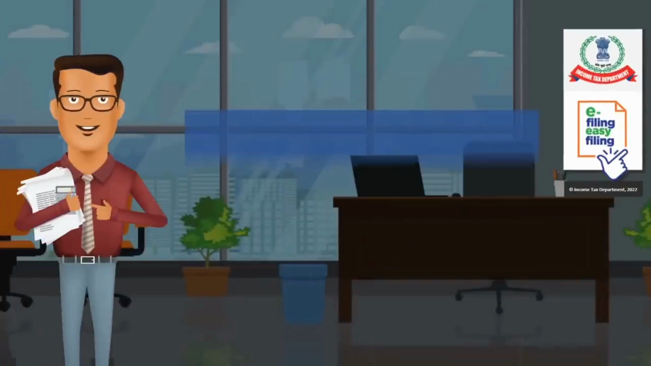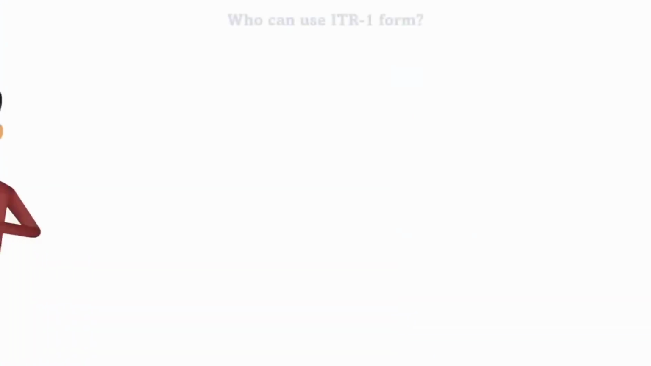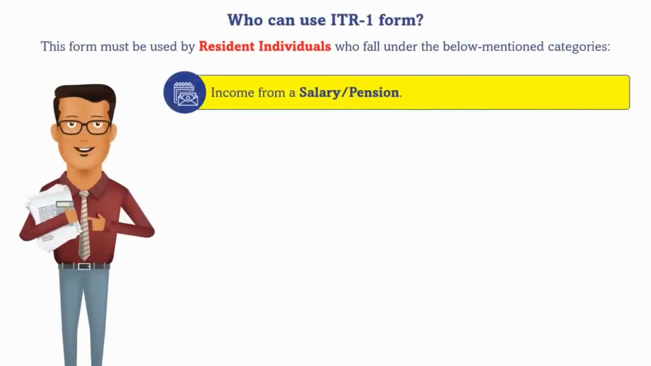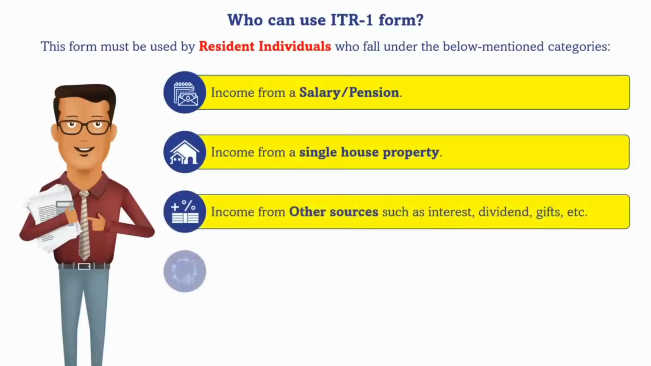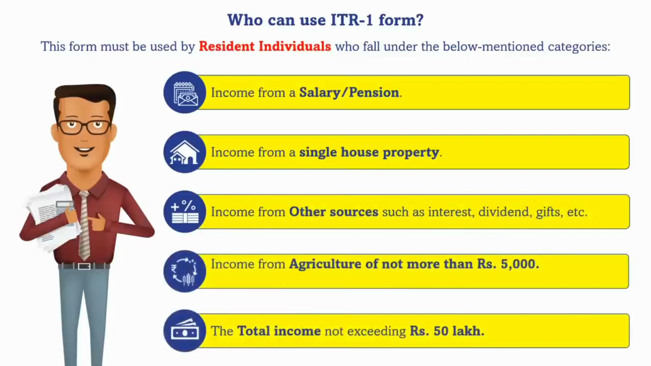This video is on how to file ITR-1. ITR-1 form can be filed by those resident individuals who have income from salary or pension, income from a single house property. You can also have income from other sources such as interest, dividend, gifts, etc. Taxpayers having income from agriculture not more than Rs 5,000 can also choose to file ITR-1. However, the total income from all the above heads should not exceed Rs 50 lakhs.